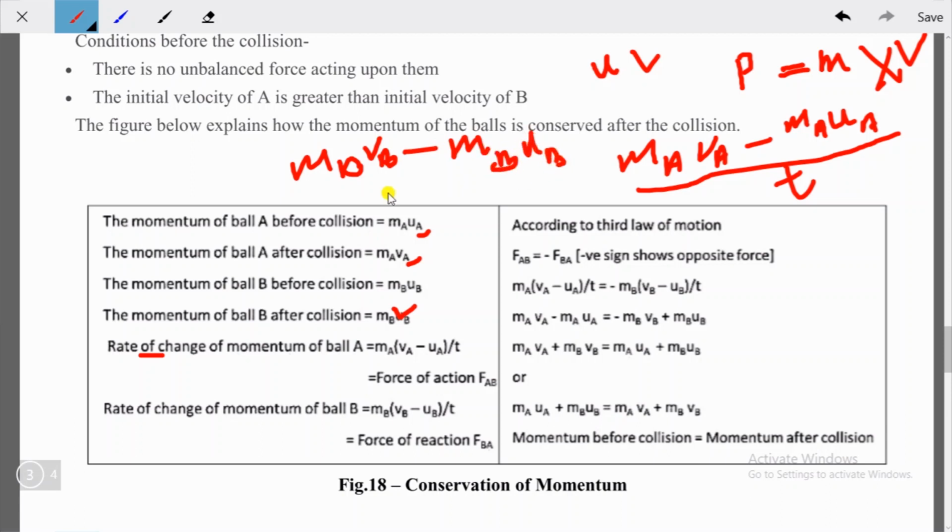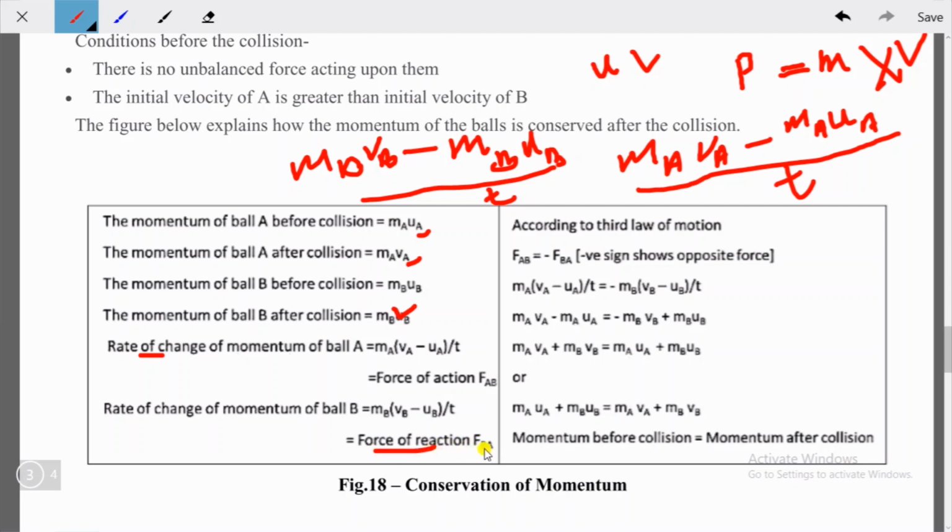Okay, so rate of change means divided by t. So we can take common MB, then what will remain in the bracket? VB minus UB, you can see here, divided by t. That thing will be called as force of reaction. Like this ball A is having more velocity, that means it will strike the ball B, then the collision will happen. So during the collision, the ball B will exert some kind of force on A, that will be called as force of reaction of B upon A.